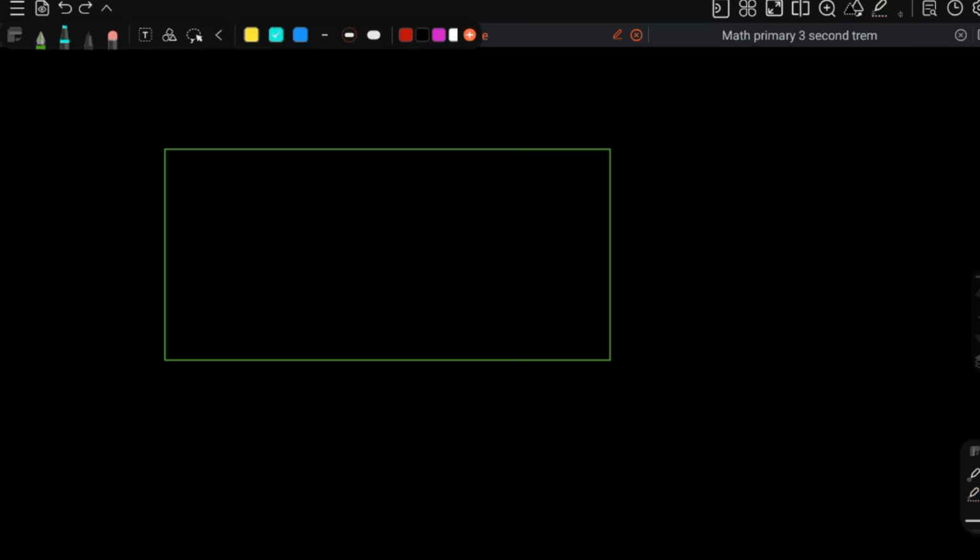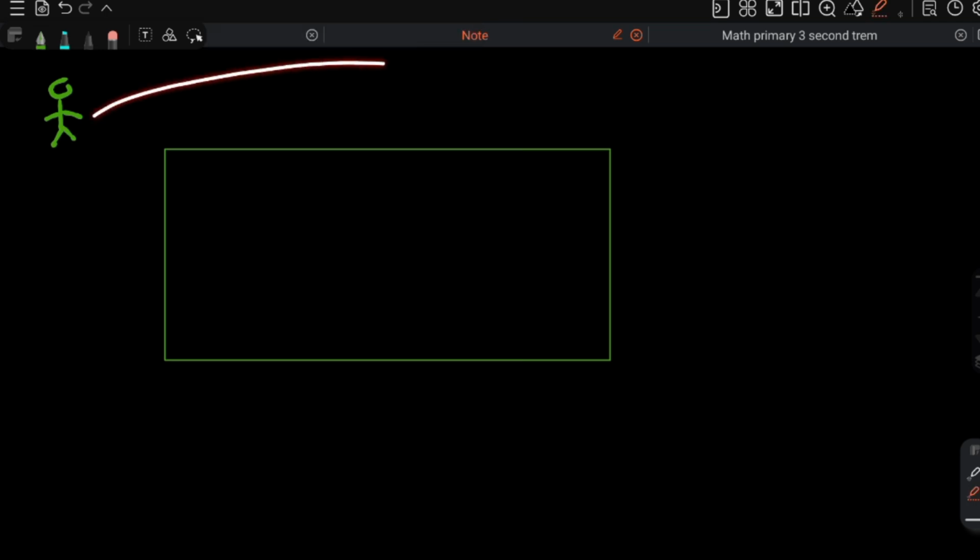If you look at this rectangle, I know it by two short sides and two long sides here. Two long sides and two short sides. So we agreed that this is a rectangle.